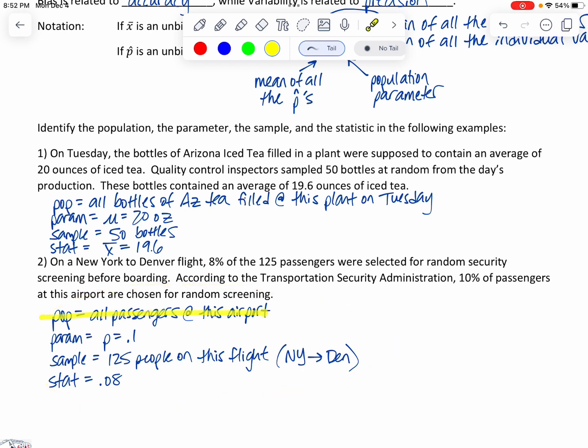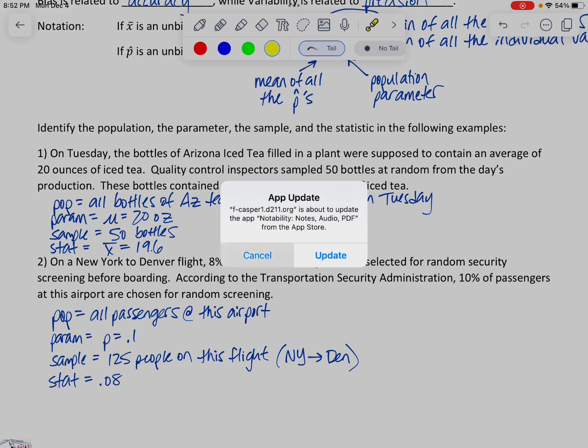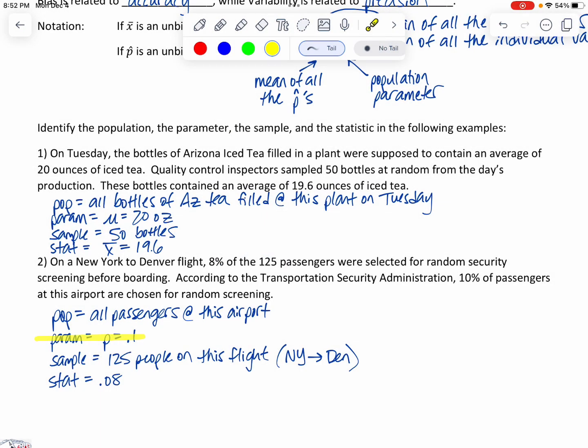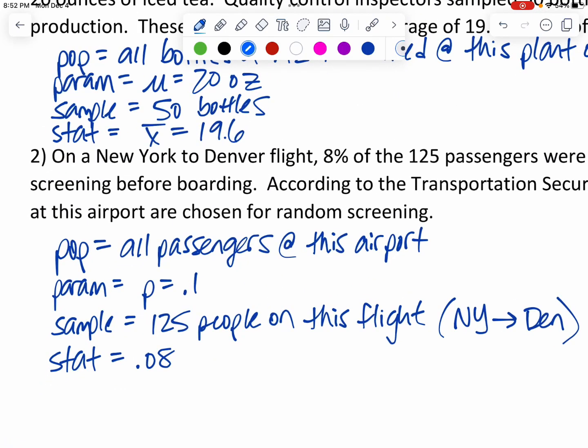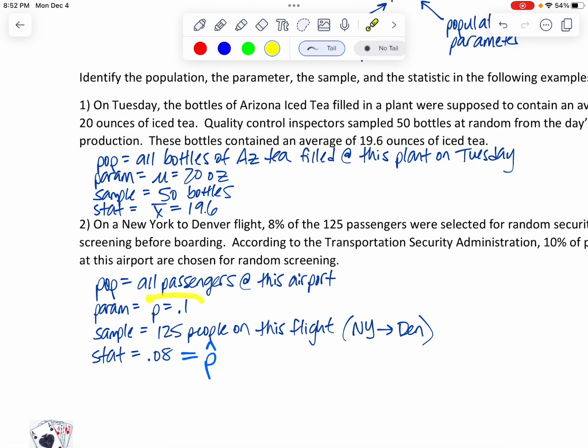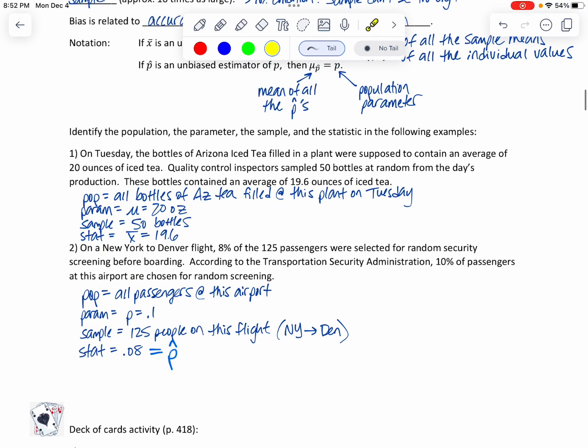The population is all the passengers at the airport. The parameter, whatever is claimed to be true by TSA, is the 0.1. We took a sample of 125 people, and for that sample, we got a statistic of 0.08. I'm going to label that as my p hat. Big difference between p, which is the parameter for the entire population, and the p hat, which is based on a sample. Okay, that is your crash course, your introduction to this chapter, and I will answer all your questions.